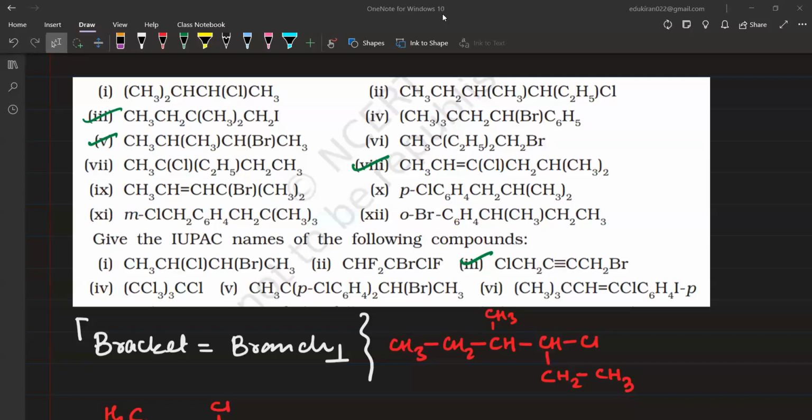Bracket is equal to branch, so CH3, CH2, then I will add CH3, bracket will come next, and up. Make yourself understand while you are writing these things.